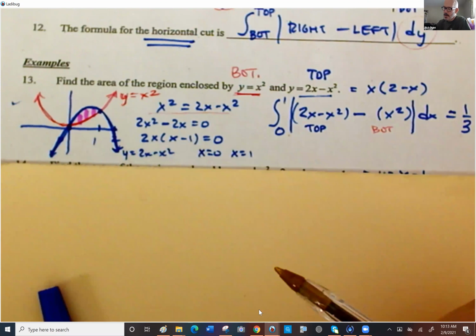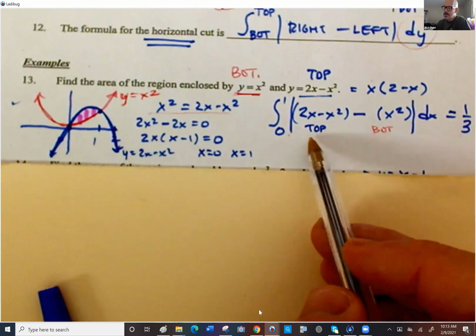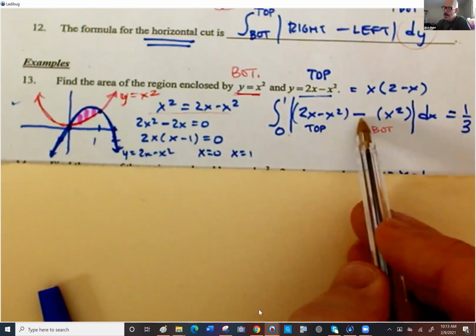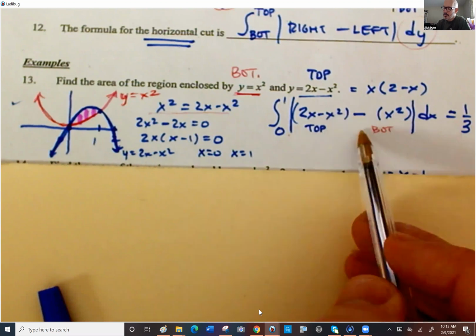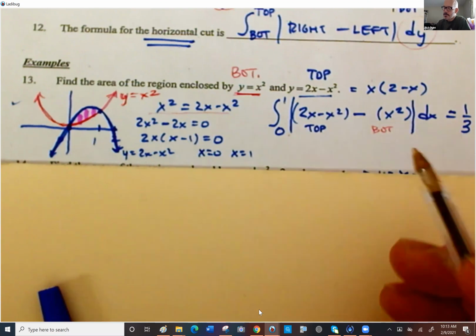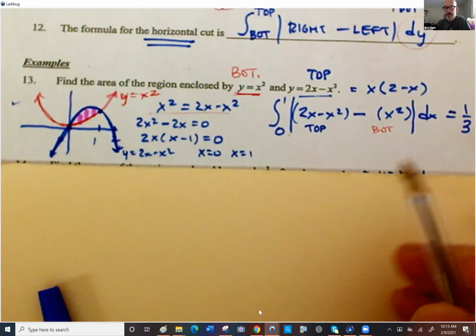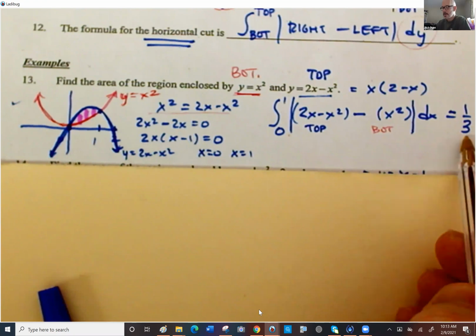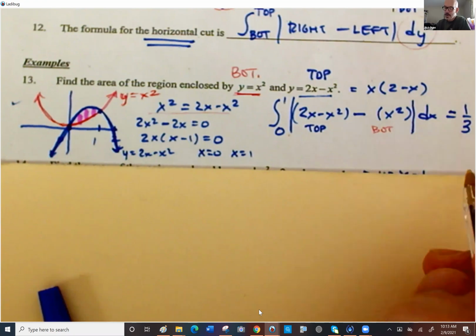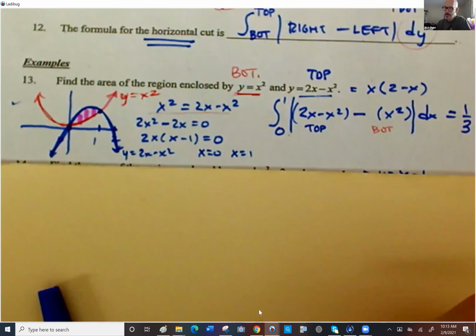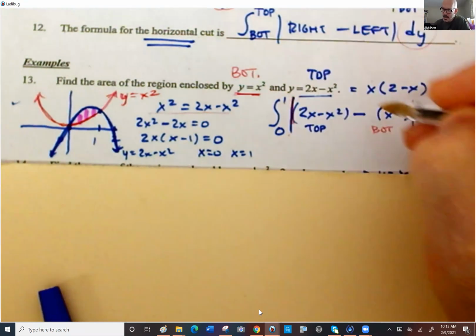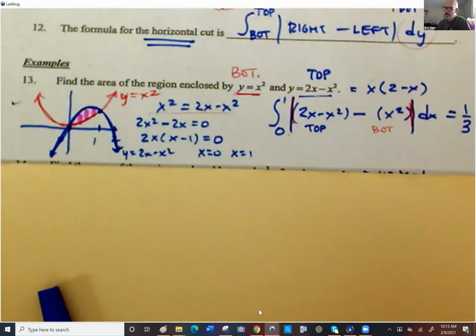If this were a non-calculator, we could distribute this negative, combine the like terms, do our antiderivatives, and we would get 1/3. If it were a calculator portion, we can just put that right in our calculator. Reminder again, just to play it safe, we'll put our absolute values around these.